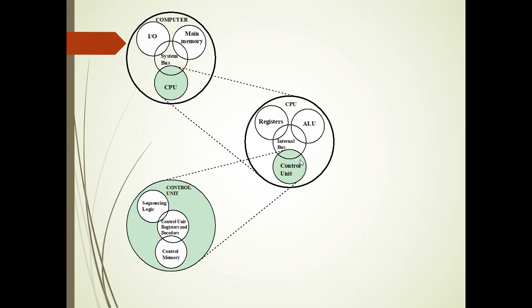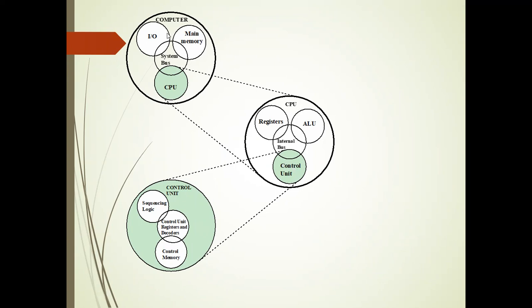Again, the control unit, which is a part of the CPU, will be composed of the sequential logic that will be used to organize the instructions one after the other. It should also contain the control register and decoder, and the control memory. The control memory is used by the CPU to access the main memory.